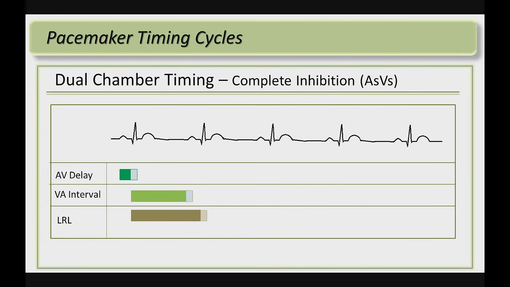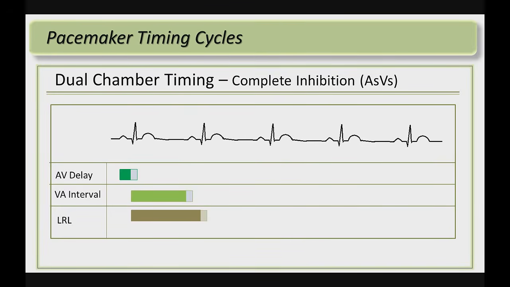The VA interval tells us when we need to pace in the atrium again if a sensed event doesn't come in first. In this example, the next intrinsic P wave comes in before the VA timer times out. Below that, we have the lower rate limit telling us when we need to pace in the ventricle again, which is beat by an intrinsic event that comes in before the lower rate limit expires.